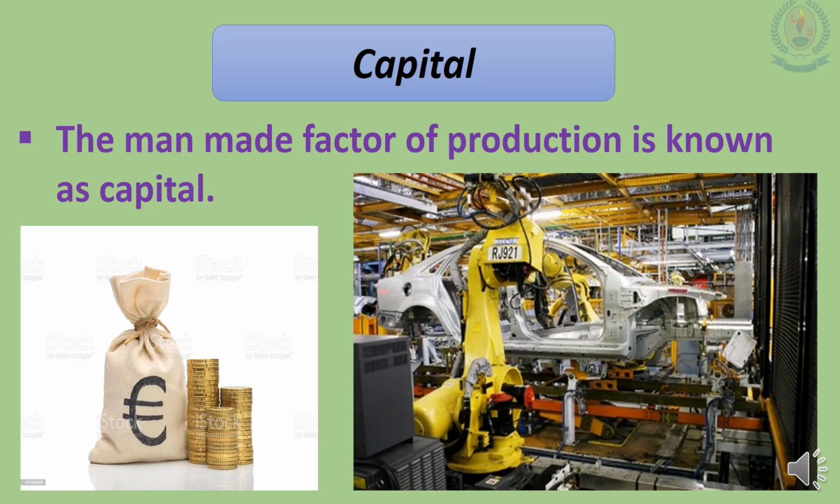So the man-made factor of production is known as capital. This includes machinery, vehicles and finance. Finance means, you all know, money. So you all can identify the third factor of the production, capital. Capital is a man-made resource of production used to produce further wealth. So keep in your mind, third factor is the capital.